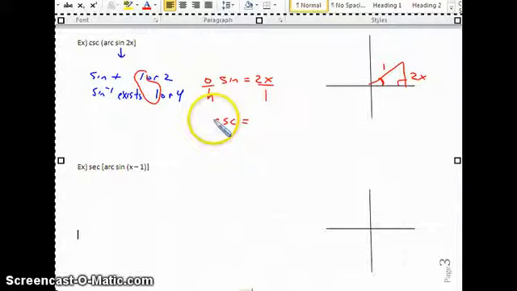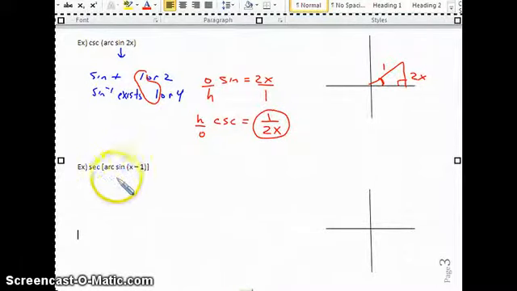Well, the formula for cosecant, since it's the reciprocal of the sine, is the hypotenuse over the opposite side. And so therefore, I don't have to find this third side here. It would just be 1 over 2x is my answer.